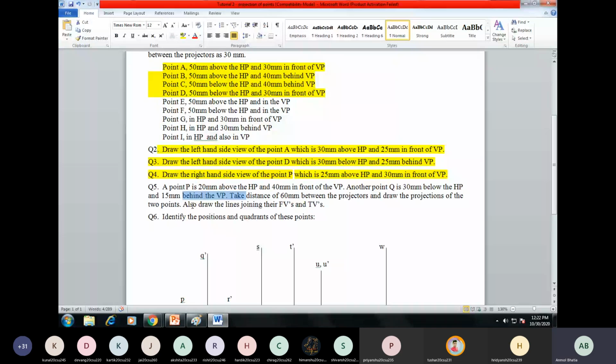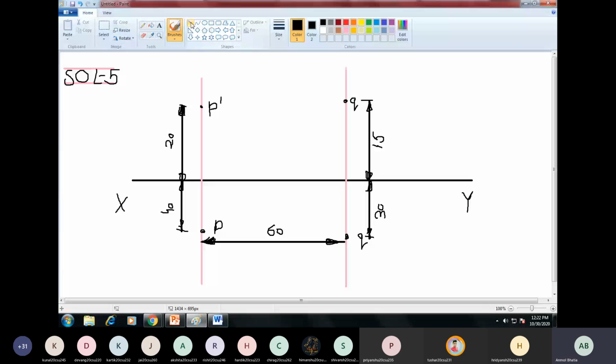ये हो गया यहाँ काम खत्म. एंड और बोला है ऑल्सो ड्रॉ द लाइंस ज्वाइनिंग द फ्रंट व्यूज एंड द टॉप व्यूज. तो फ्रंट व्यू और टॉप व्यू को लाइन ज्वाइन करती हुई एक लाइन भी बना लेनी है. So this is the front view of the first point, this is the front view of the second point. We need to join it with a dark line, and here also we need to join it with a dark line. So these projector lines would be light lines. The dark things are point, the letters, dimension line, and the joining line.